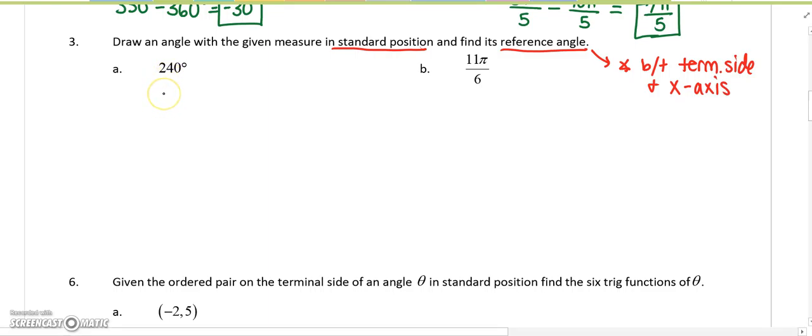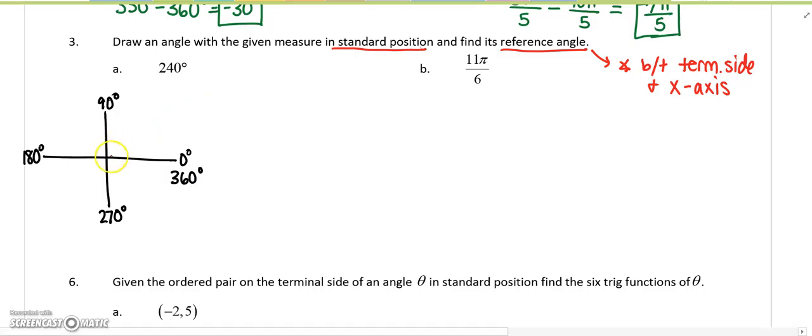Alright, part A, we got 240 degrees. So to draw it, I start with my xy axis, and then I label what we call the quadrantal angles, the angles that go on each quadrant. So 0 degrees, 90 degrees, 180 degrees, 270 degrees, and lastly 360 degrees.